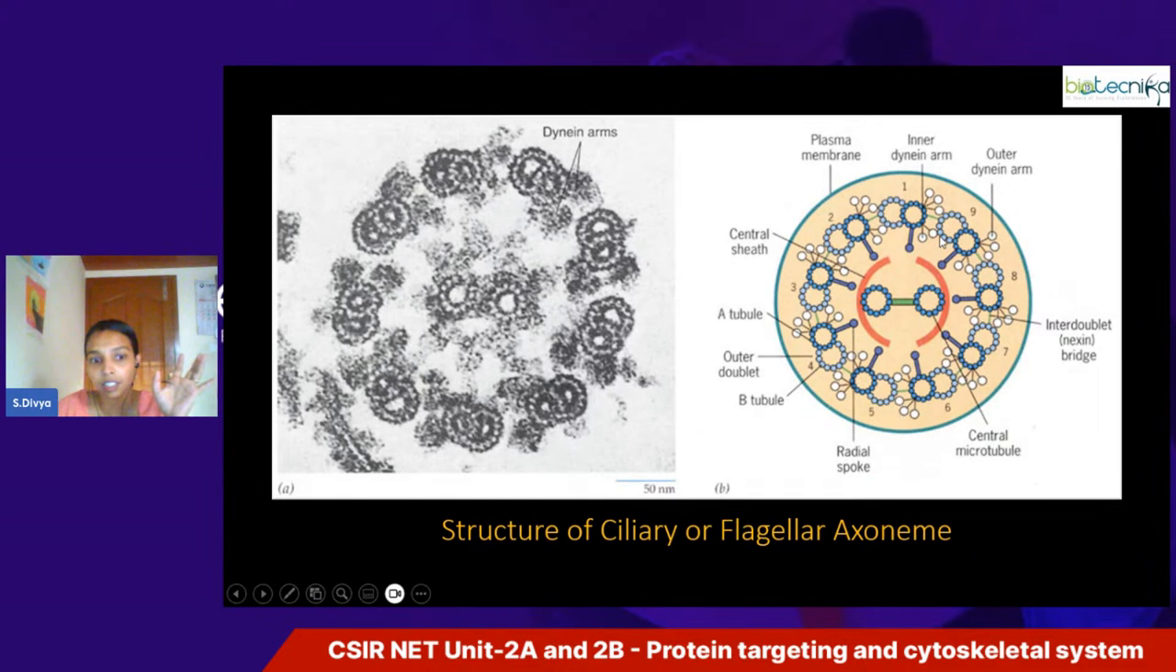Okay, as you told me, it has a 9+2 arrangement. So you can see 1, 2, 3, 4, 5, 6, 7, up to 9 is there, and inside, centrally, you have 2. That's the reason for this 9+2 arrangement. So is this 9+2 arrangement conserved in all the species? Yes, you are correct, Surendar. Yes, Niharika. Is this 9+2 arrangement conserved in all the species? Yes, Sunshine.